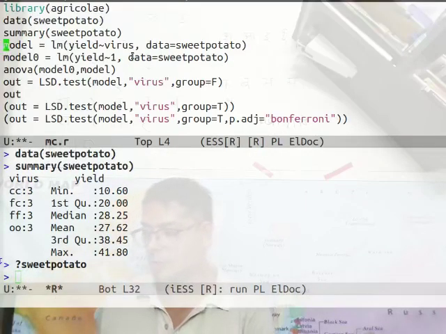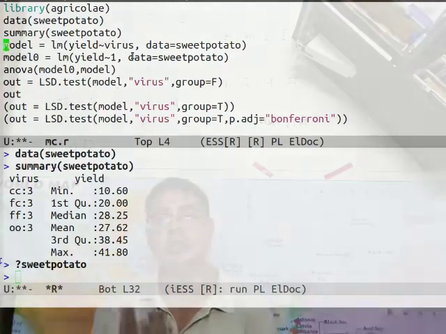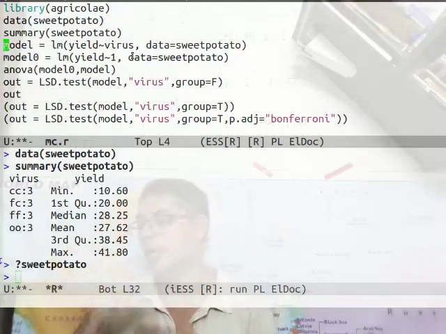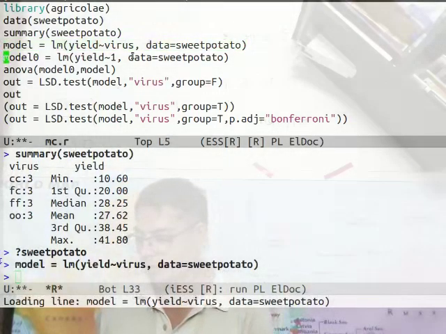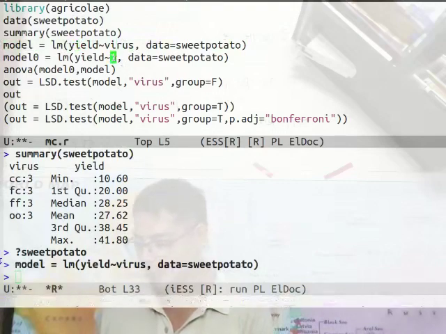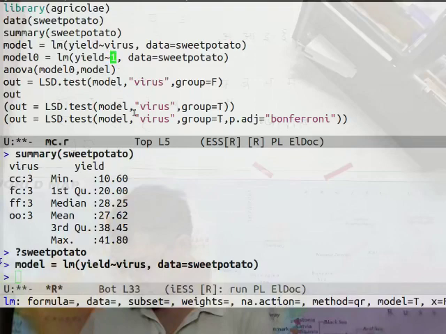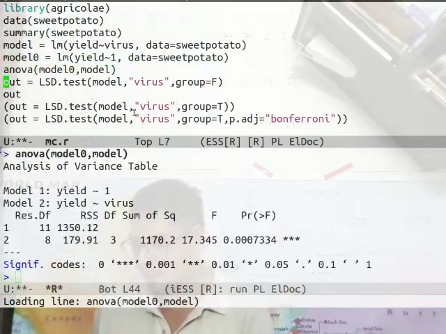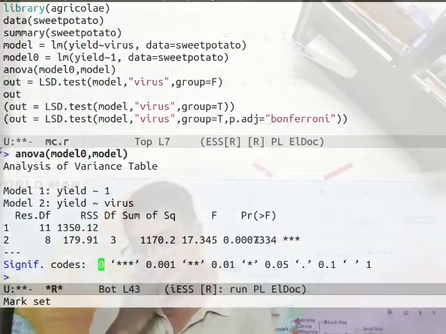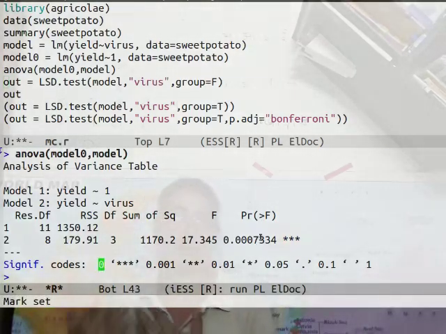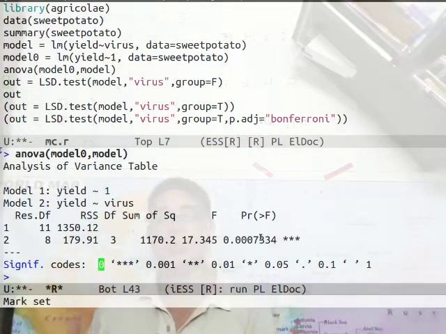Anyway, the first thing that we will do is Fisher's LSD. Remember, Fisher's LSD has two steps. The first step will carry out the usual ANOVA test. So let's do that. I am fitting yield on virus, and then I am fitting the null model, and I will do an ANOVA, and I get my little ANOVA table where I find that this p-value is quite small, highly significant, significant even at level 0. So it's very, very significant. So this means we pass the first test of Fisher's LSD.